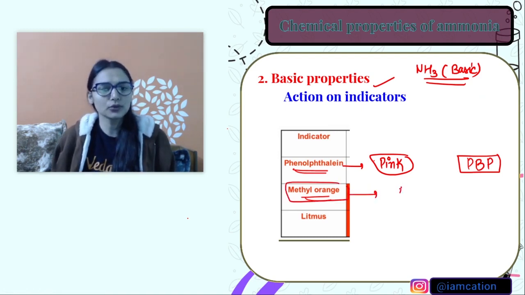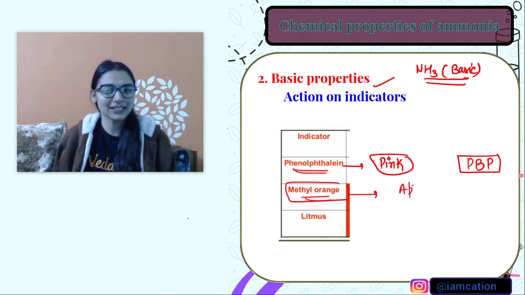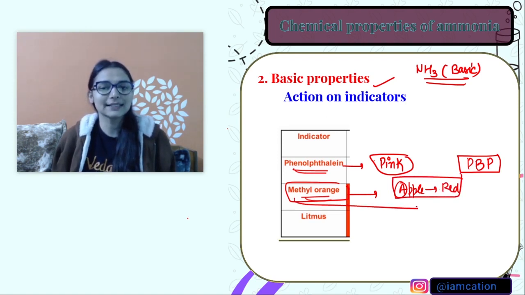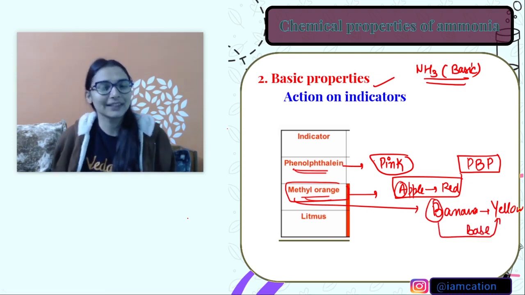For methyl orange, you can remember the trick: apple is red in color. So in acids, A for acid, we would be getting a red color. But because this is a basic gas, in bases you can remember by a trick: banana gives a yellow color. Banana is yellow in color, so B for bases. So in bases we would be getting a yellow color for methyl orange.